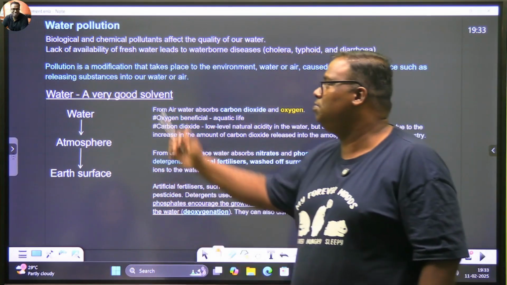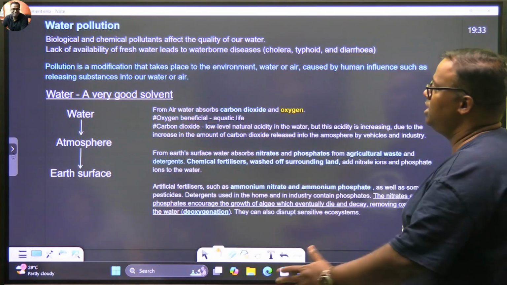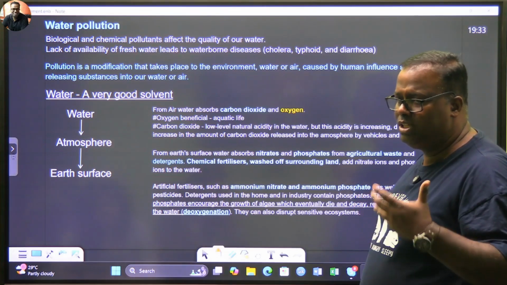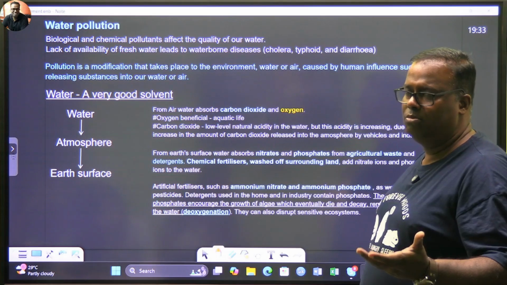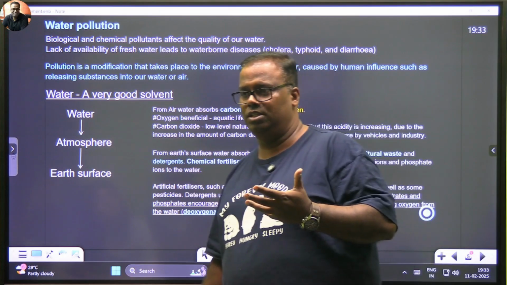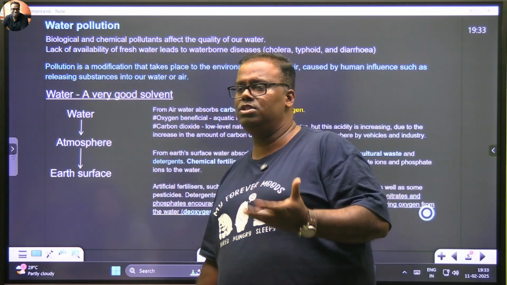Now, pollution is a modification. This is your book statement that takes place to the environment. It's a modification. Now, every time it's not that we are polluting the environment because we are not aware of it, but we are bound to. We as a country in India, we are so highly populated. We want agriculture to give us returns much more quickly.